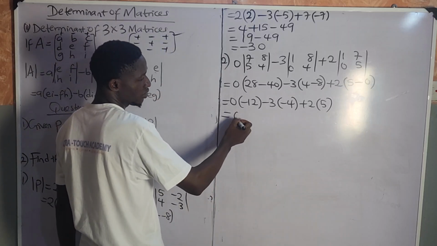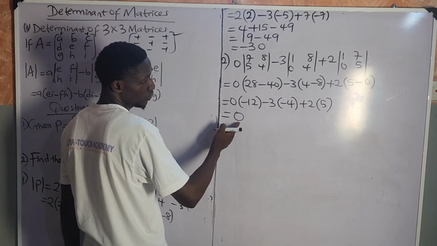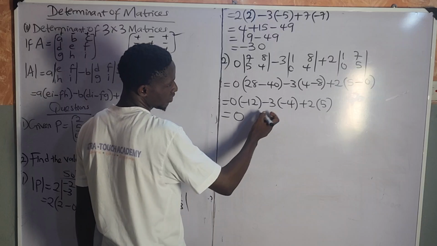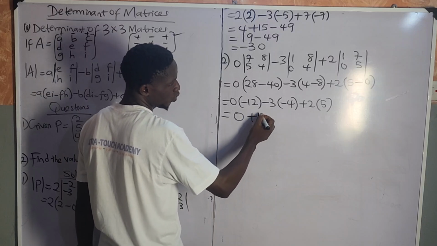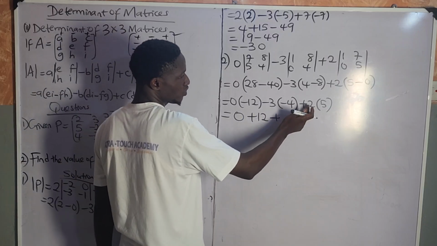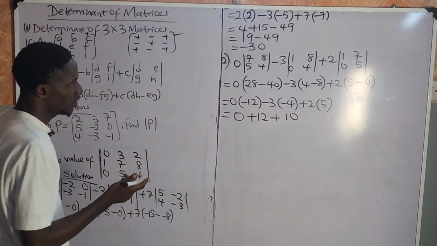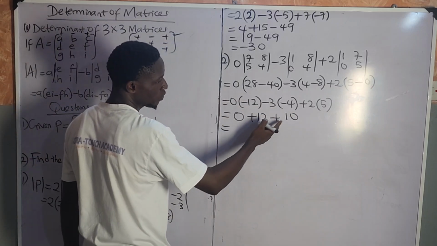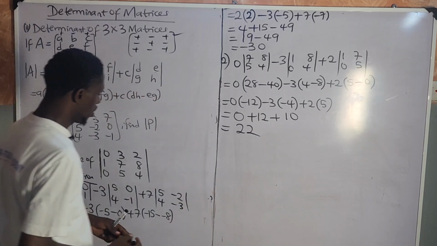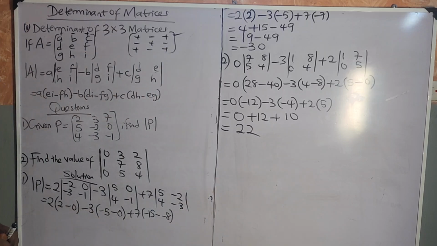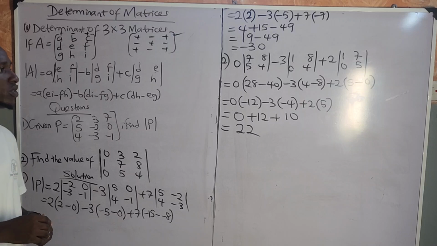Anything multiplied by 0 is 0. So 0 times minus 12 is 0. Minus 3 times minus 4 is plus 12. Plus 2 times 5 is 10. So let us add: 0 plus 12 plus 10 will give us 22. So the final answer there is 22. So with this, we have come to the end of 3 by 3 matrix.